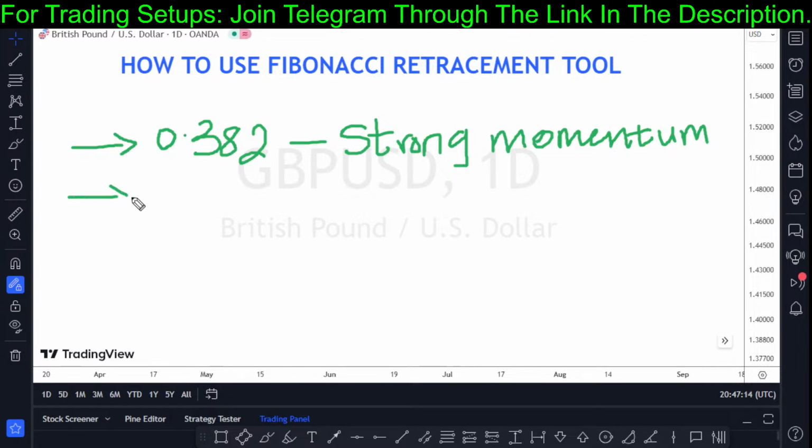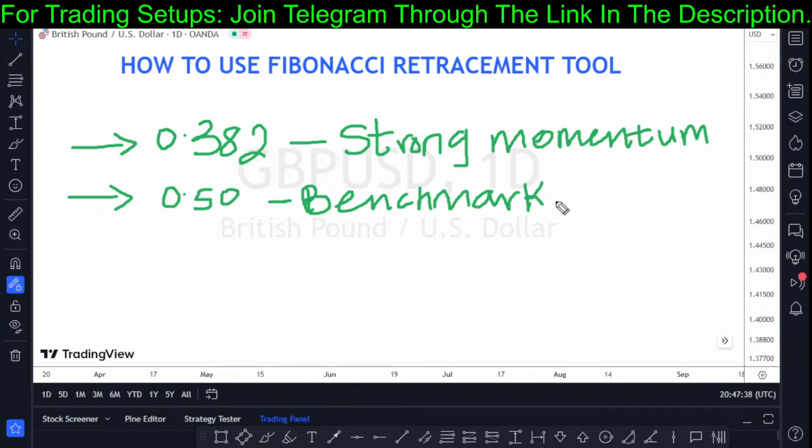Next we have the 0.5. We call this level the benchmark. This is like the average value, the average scale. This is the half of the tool, so this is why we call it the benchmark. This works in a normal trend. So this is how you use the 0.5, whereas the 0.382 is good in a fast trend.